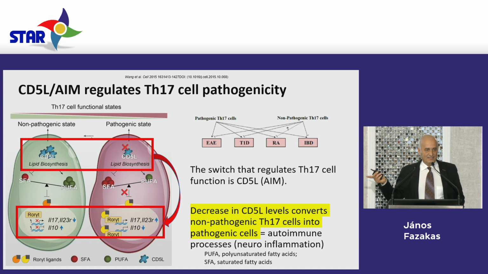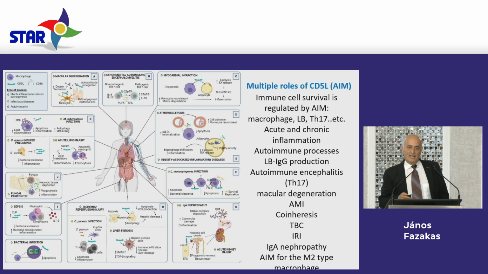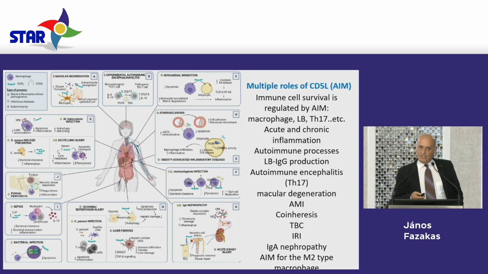We have evidence in neuroinflammation, but if you remember in the COVID pandemic, 20% of the patients had autoantibodies, which could be connected to the AIM. Since they developed the technique, they found minimum 250 functions of the AIM, of the CD5L.